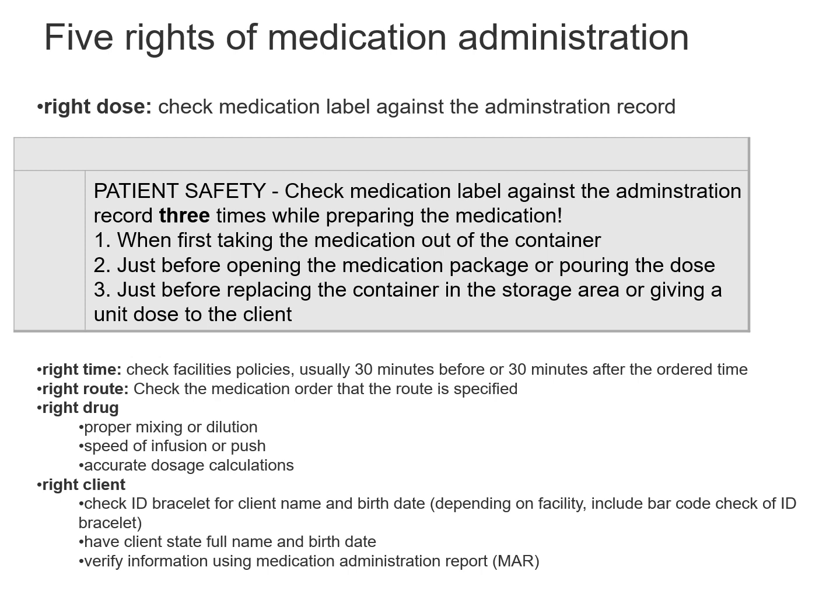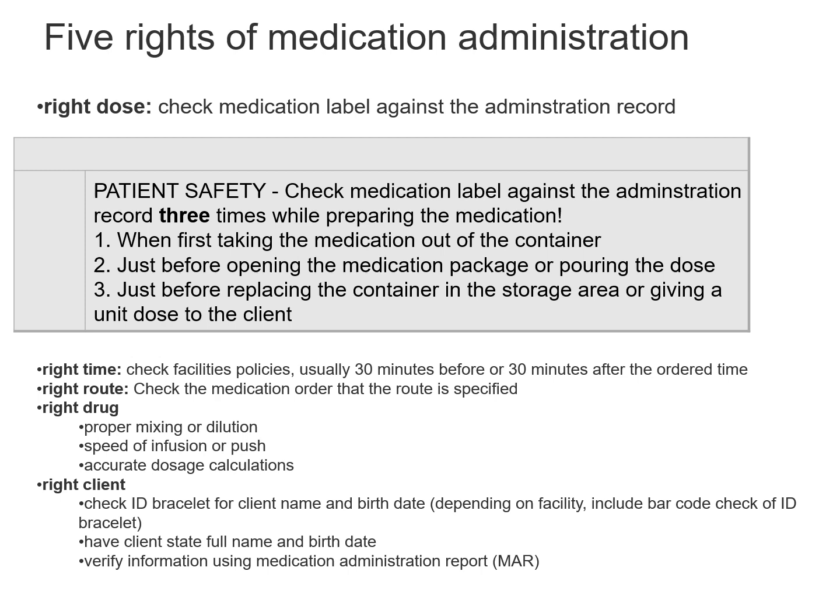Right time: check facility policies, usually 30 minutes before or 30 minutes after the ordered time medications can be given. Some facilities allow 1 hour before, 1 hour after. You always want to make sure that you're within your facility guideline. Right route: check the medication order for the route that is specified. Is it PO by mouth? Is it IV? Is it through an NG tube? Is it through a PEG tube? Is it intradermal? All of those are important, right?